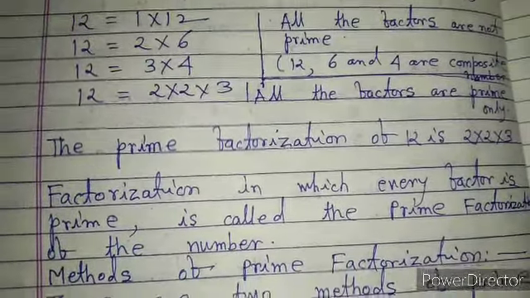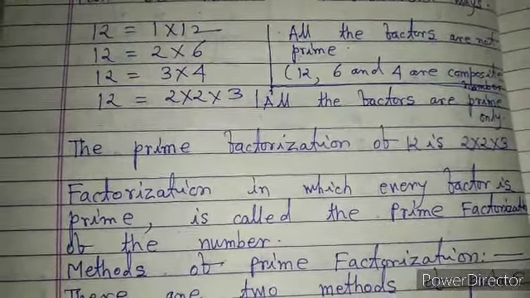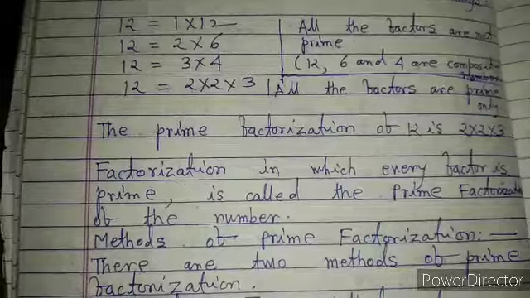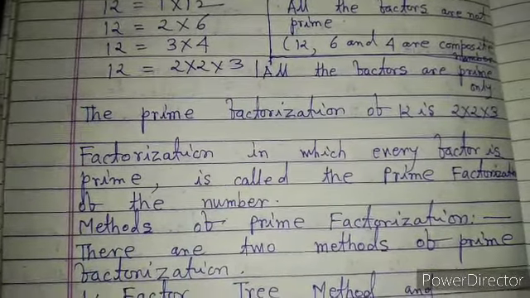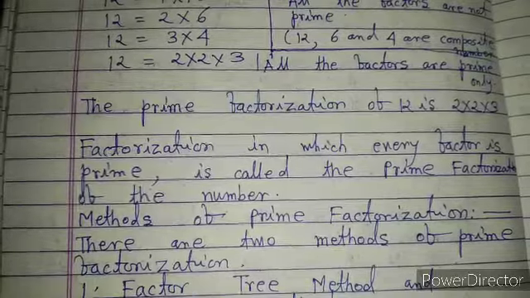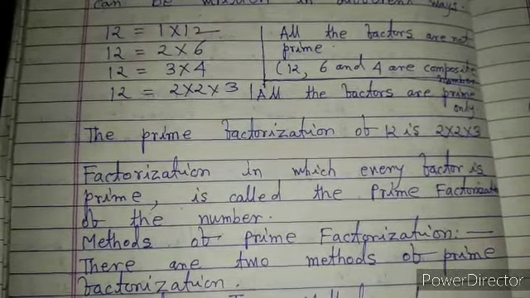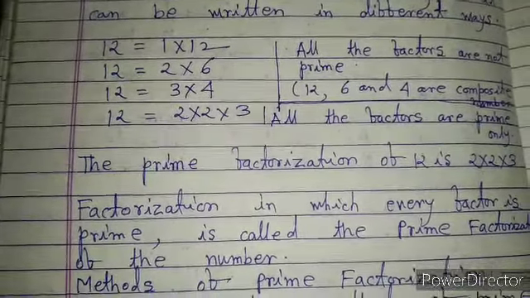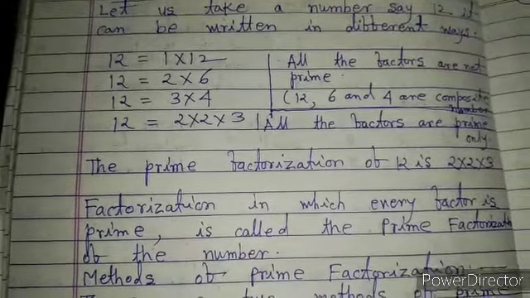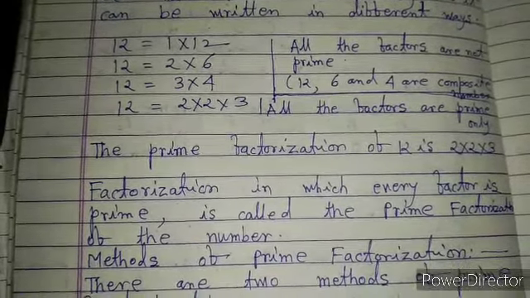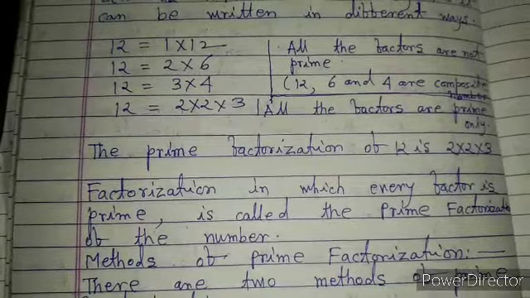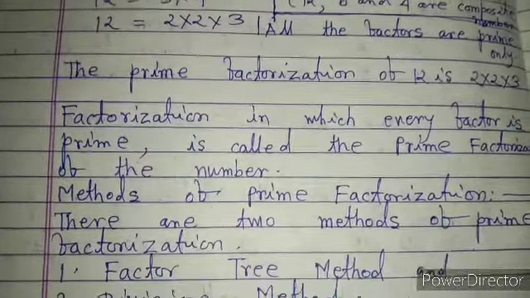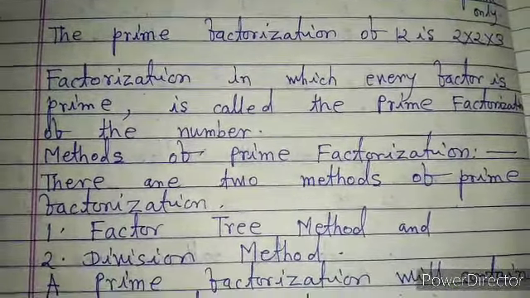But 12 is equal to 3 into 4 is not a prime factorization as it contains a composite number 4. 12 is equal to 2 into 6 is not a prime factorization as it contains a composite number 6, and 12 is equal to 1 into 12 is also not a prime factorization as it contains a composite number 12. So the prime factorization of 12 is 2 into 2 into 3 because in this situation the factors are only prime numbers. Factorization in which every factor is prime is called the prime factorization of the number.